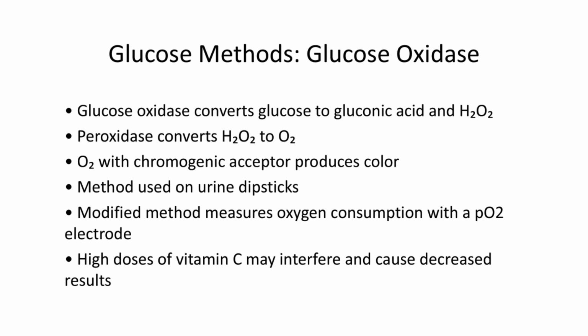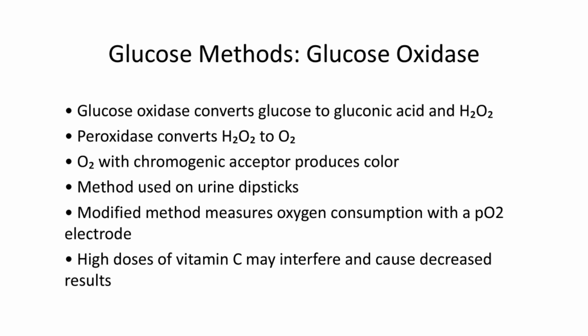There are also specific methods for measuring glucose. One common method is the glucose oxidase reaction. In this method, glucose oxidase converts glucose to gluconic acid and hydrogen peroxide. Then, peroxidase converts hydrogen peroxide to oxygen. The oxygen reacts with a chromogenic acceptor to produce a color, which is measured. This method is often used on urine dipsticks.